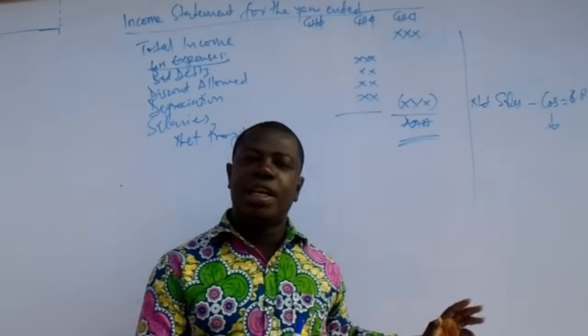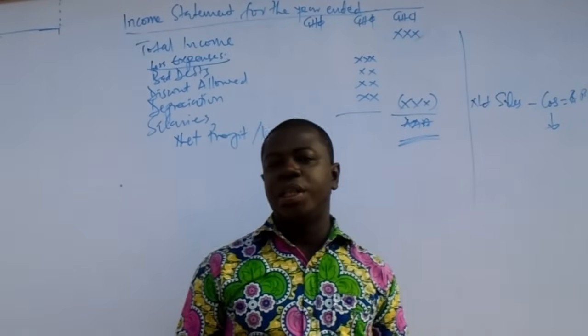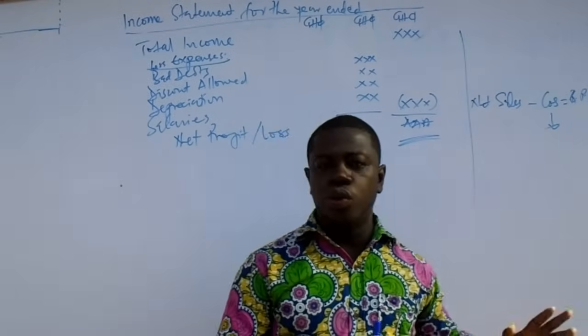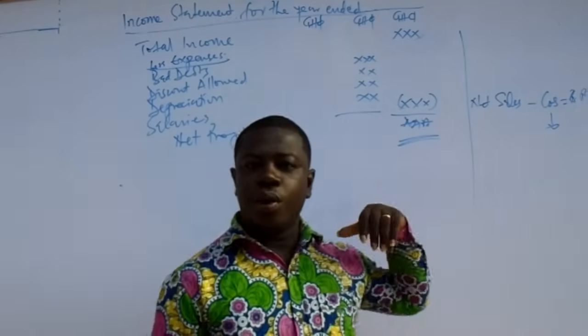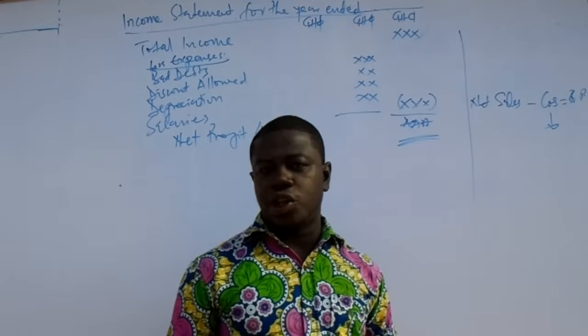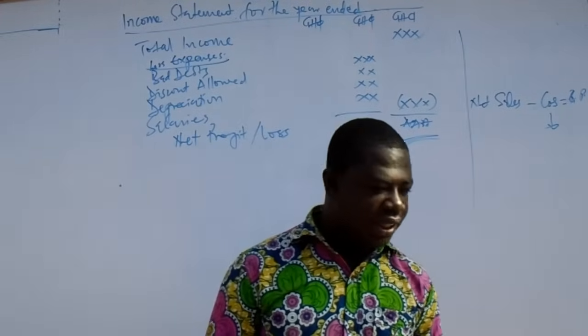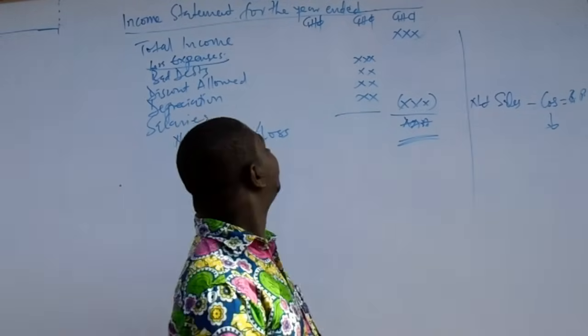Ladies and gentlemen, this is how a typical income statement for the sole trader will look. Okay, and so the next thing that we are going to do is look at the statement of financial position, or what we call the balance sheet, for the sole trader.